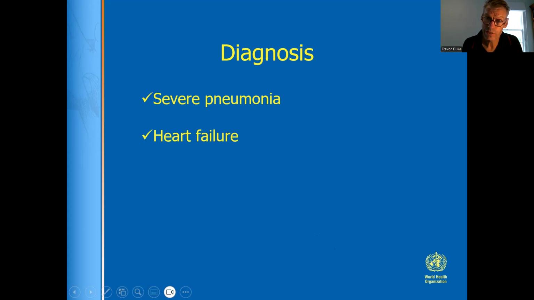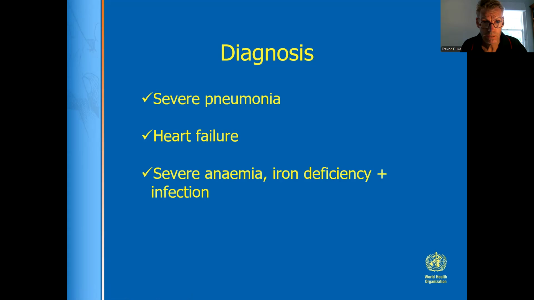He also has signs of heart failure. That's very clear, isn't it? He's got tachycardia, a gallop rhythm, chest crepitations, wheezing, a big liver, a big heart on his chest X-ray, and wet-looking lungs. He's got signs of heart failure. He has severe anemia, and we know that's now iron deficiency anemia.